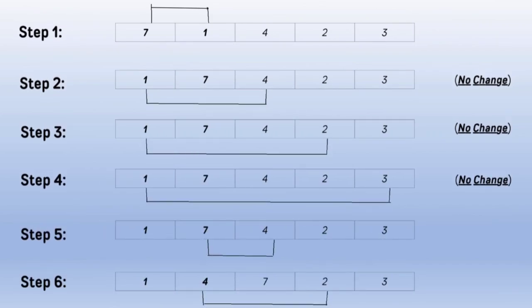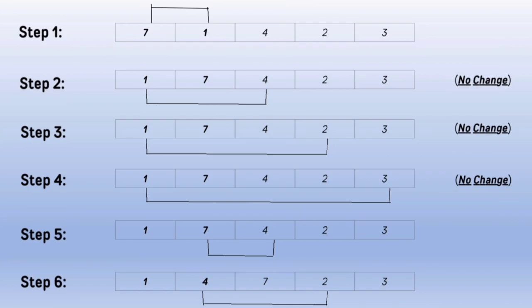So we are going to follow these steps to understand how selection sort actually works in a program. In step 1, we take our first element, which is 7, and then compare it to its next element, which is 1. Since 7 is greater than 1, we are going to interchange their positions, that is swap them. That is, 7 comes to 1's position and 1 goes to 7's position.